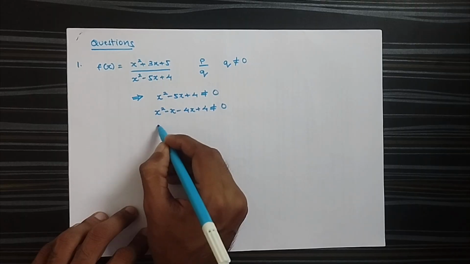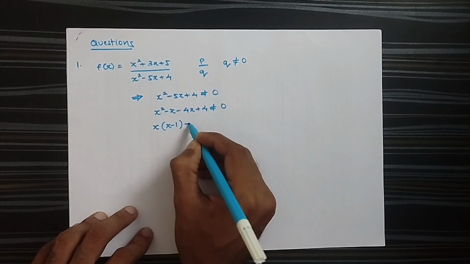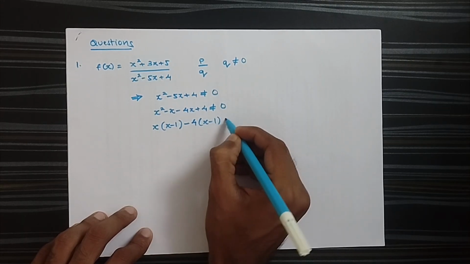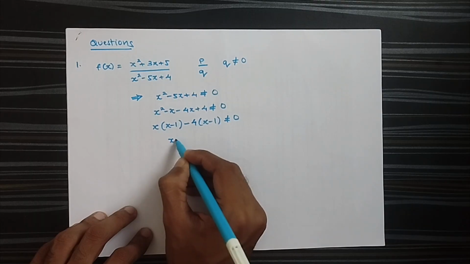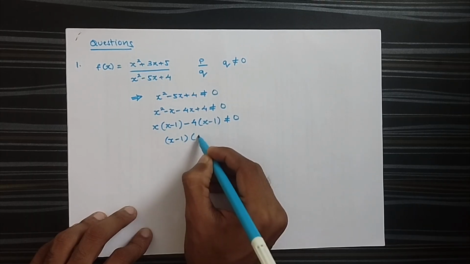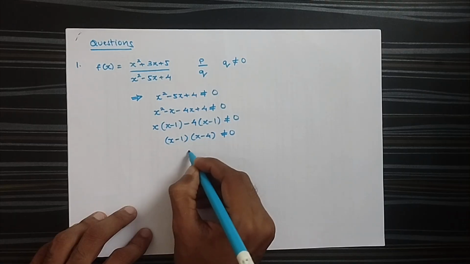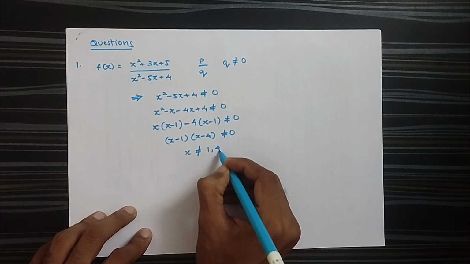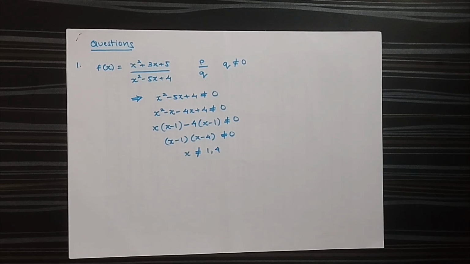We can group these, taking x common from these two terms, x minus 1, and we can take minus 4 from these two terms, x minus 1, not equal to 0. If we take it common, x minus 1 into x minus 4 would not be equal to 0. That means x would not be equal to 1 or 4. So x cannot be the values 1 or 4.